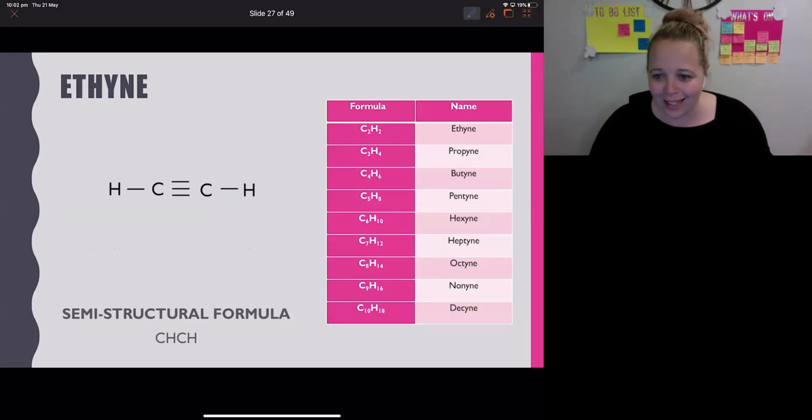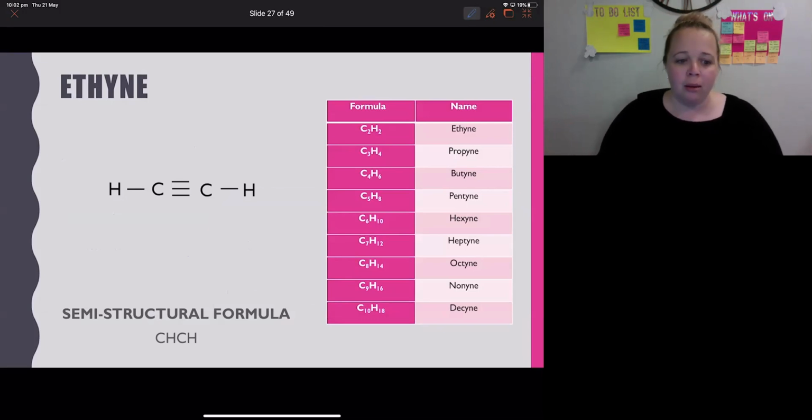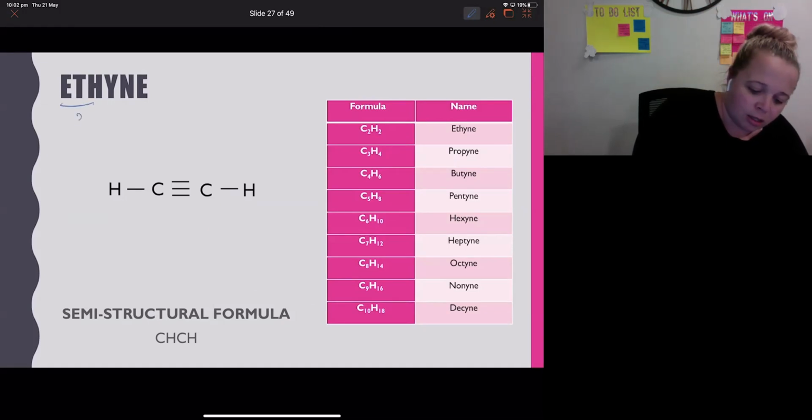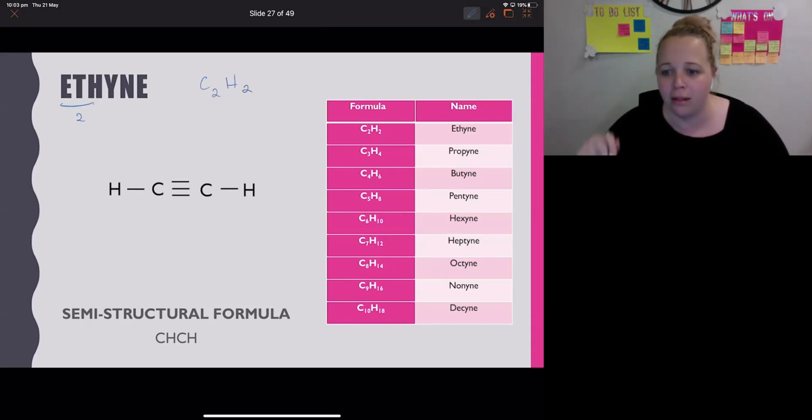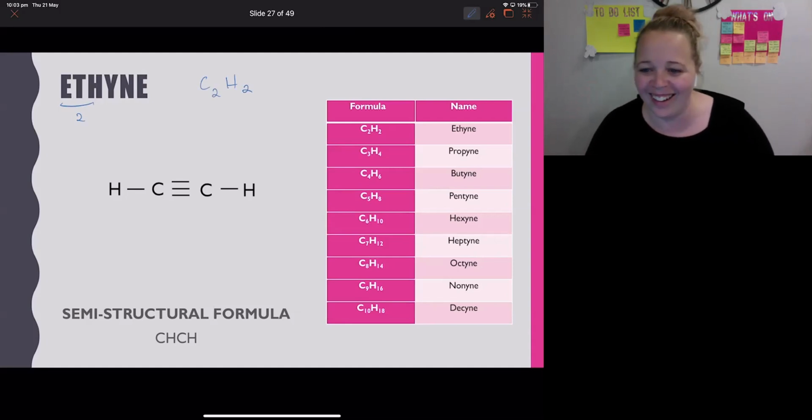They're a bit easier to say than the enes sometimes, but here is an example of ethyne. So eth means 2 carbons, so we follow our formula, C2H2n minus 2, so that's 2 times 2 minus 2 equals 2. If you can work through all of that, then you're doing well.